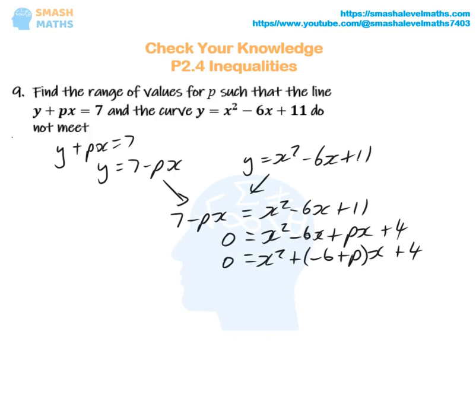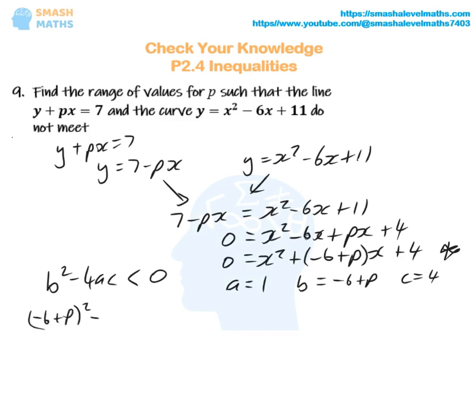Now, those two lines don't meet, which means this quadratic equation doesn't have any solutions, which straight away tells us that b squared minus 4ac is going to be less than 0. Because it's got no roots, no solutions, no points where the things meet. So now let's have a little think about what my values for a, b and c are. So a is going to be equal to 1, b is going to be minus 6 plus p, and c is 4. So for my b squared minus 4ac, I've got (minus 6 plus p) squared minus 4 times a times c, and we know that's less than 0.